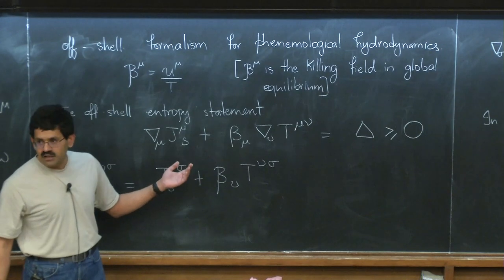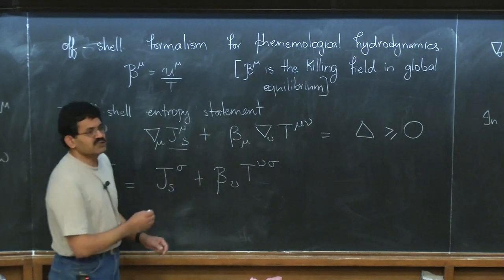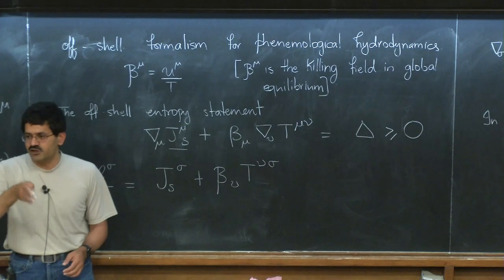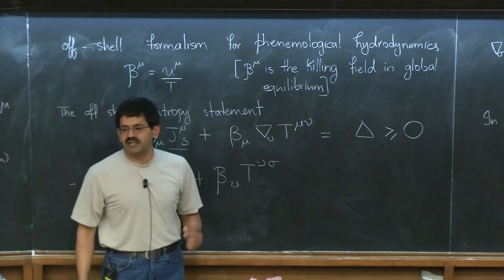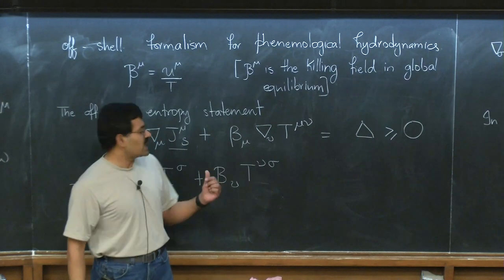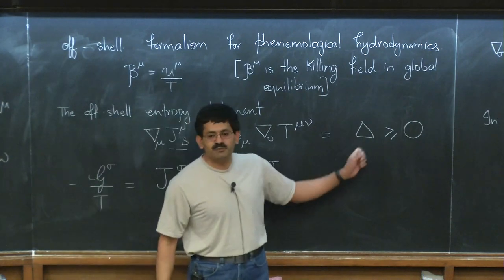Okay. To do that, all I need to tell you is what is the set of vectors that can show up as an entropy current, and what is the set of tensors that can show up as an energy momentum tensor, such that this combination is positive definite.